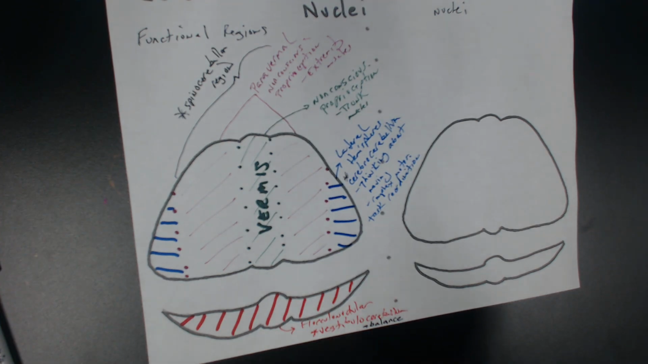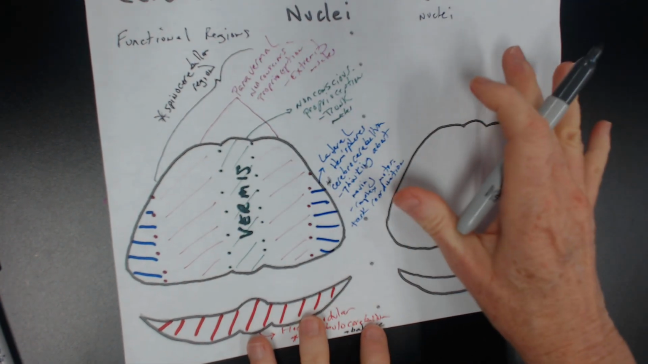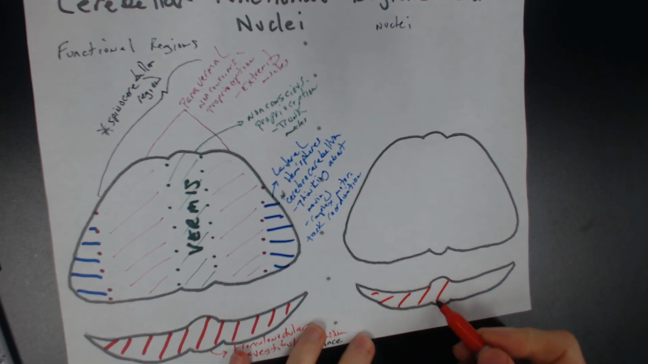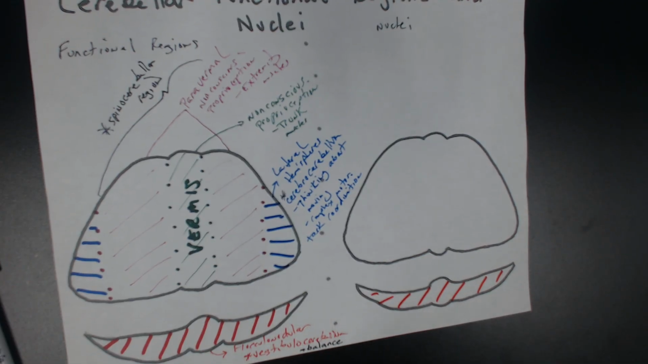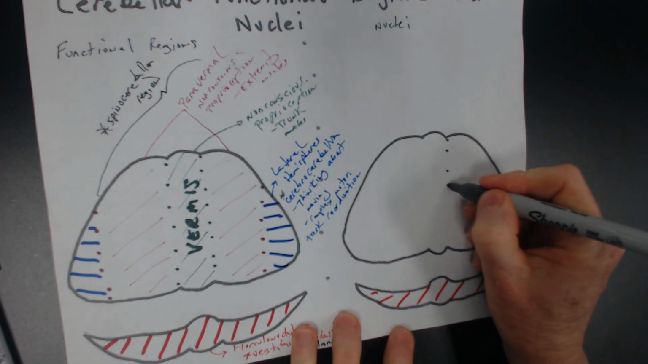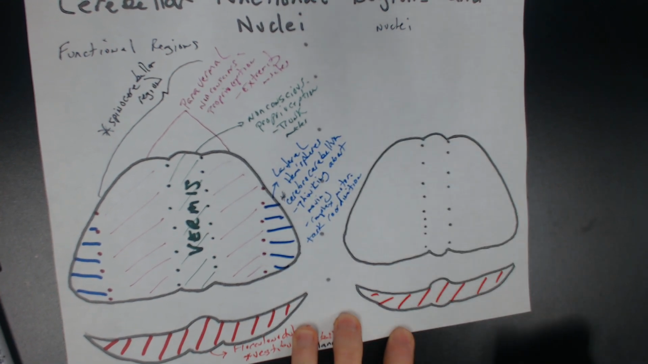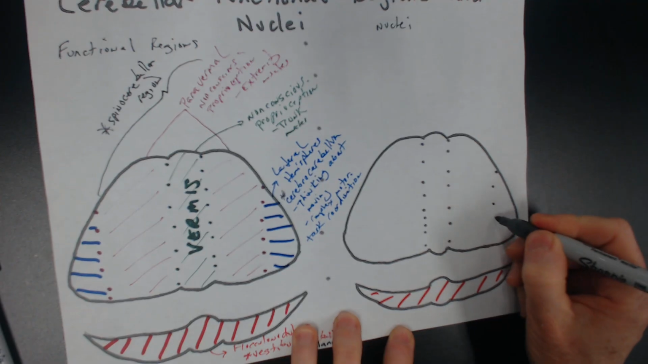Okay, so these are the functional regions, and on this side I'm going to start listing the nuclei. Each functional region of the cerebellum is associated with a distinct nucleus. So we can start out with the flocculonodular lobe down here. Then here's our delineation for the vermis, and then we have a delineation for the paravermal region.